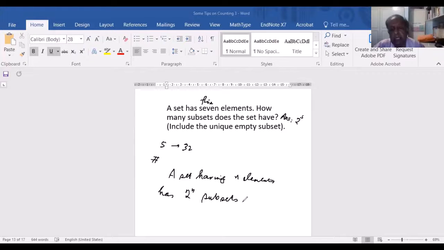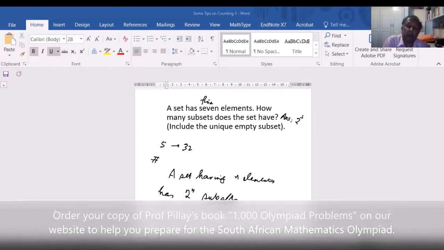There is a fancy way of proving this, but we can try it out with n small enough, and you see there is a pattern, and it works. It works for no matter what n is. Even if you've got 1,000 elements, it's got 2 to the power of 1,000 subsets.